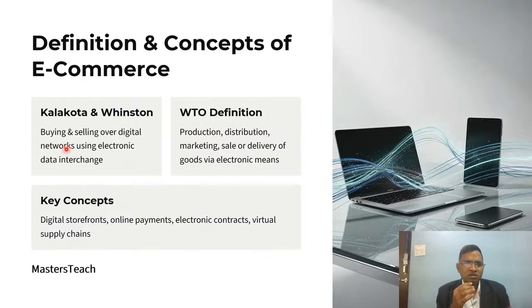So as per Kalakota and Whinston, e-commerce is buying and selling over the digital network using electronic data. Then the World Trade Organization defines it as the production, distribution, marketing, sales or delivery of goods or services through electronic means. The key concepts are digital transactions through online payment, electronic contracts, and virtual client support. So nothing to explain here.